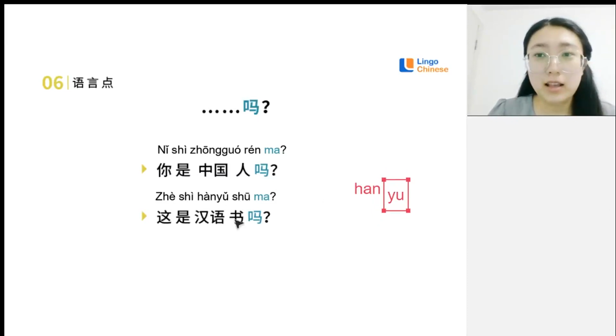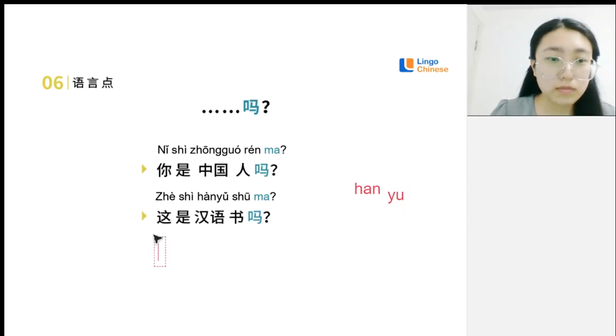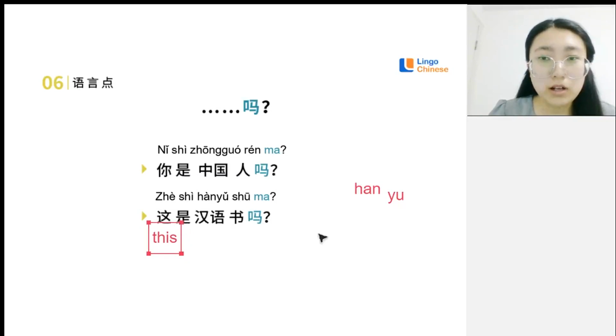汉语 Chinese, 英语 English, 汉语书 Chinese book, 是 to be, 这 this. 这是汉语书, this is a Chinese book. And if we add this 吗, it becomes a question: 这是汉语书吗? Is this a Chinese book? And 英语 means English. You can see the pronunciation is similar. 英语书, English book. 这是英语书, this is an English book. 这是英语书吗? Is this an English book?